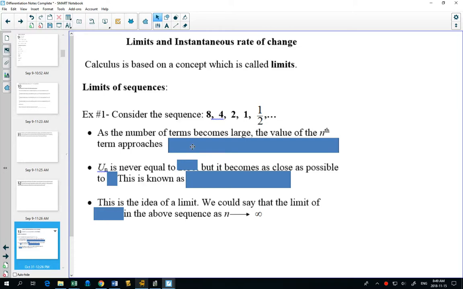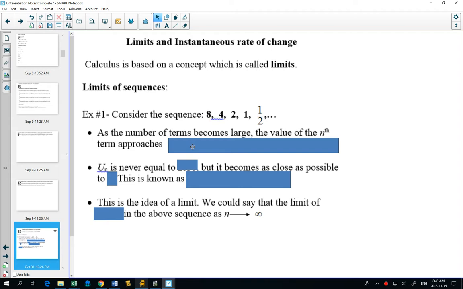Calculus is based on a concept that we call a limit. And the idea of a limit is something that you can get really close to, but not get to. So here we have a sequence: 8, 4, 2, 1/2. What would be the next number? 1/4. If you kept on going, what value would you get close to? You would get close to 0.